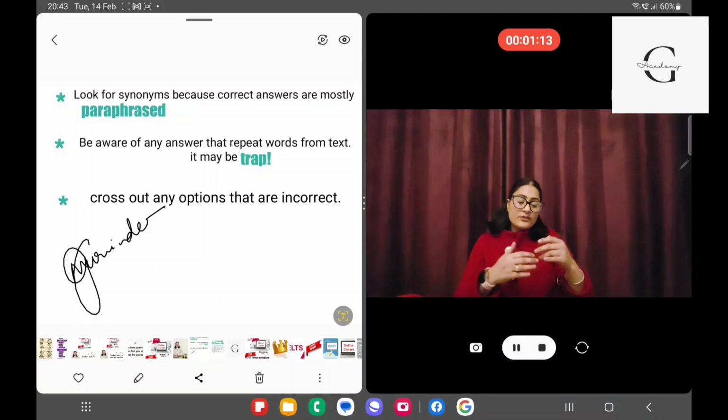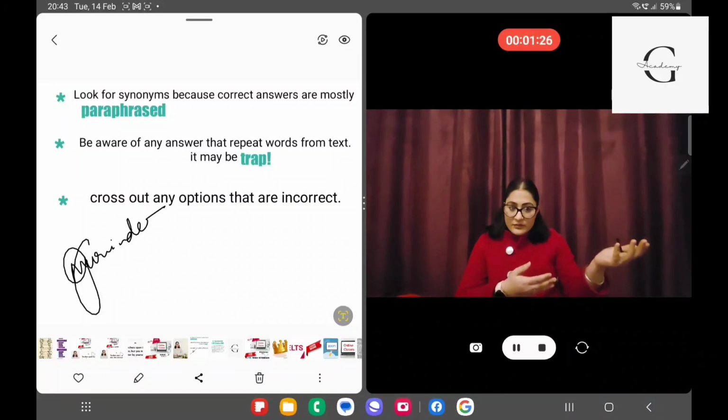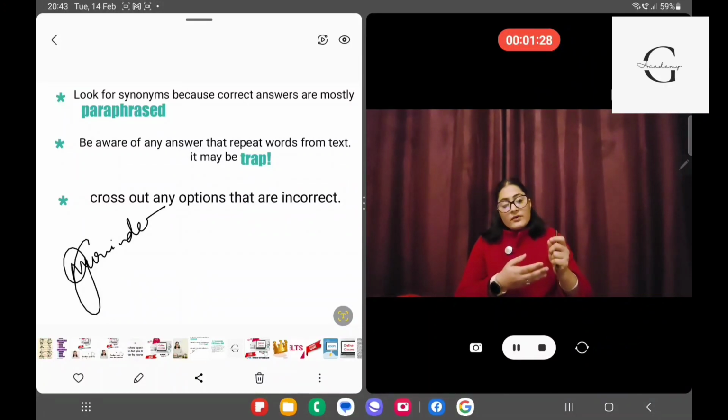If your level is not that good, you just match the keywords and put your answers. That's not a good way to do the IELTS, and you are not going to get a good score if you are matching the keywords. So you need to focus on the fact that answers may be paraphrased. You need to look for paraphrasing and for synonyms. You have to learn synonyms in reading IELTS.